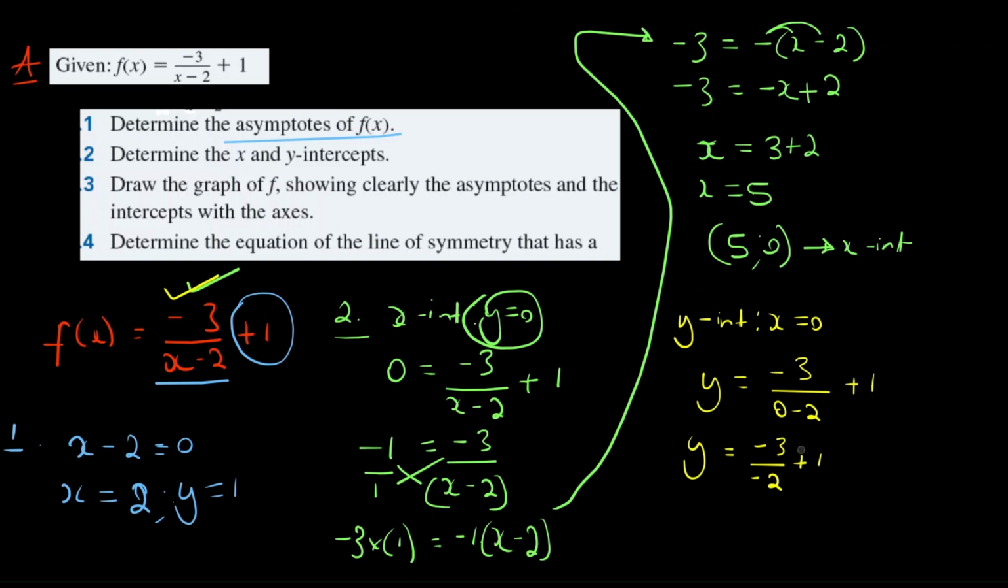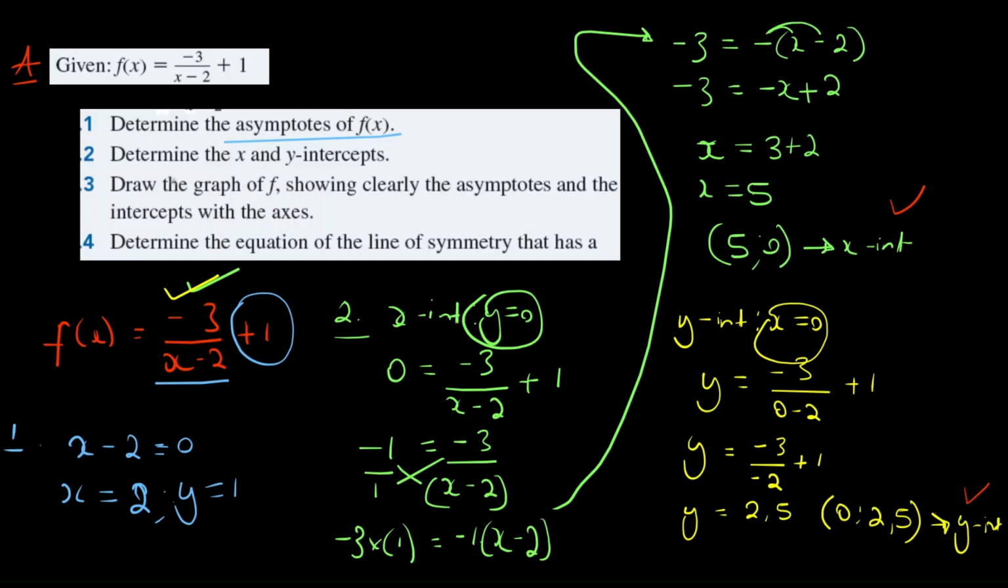If you wish, you can just punch everything into the calculator to see what answer you get. So it's 1.5 plus 1, which will give us 5 over 2, or we can write it as 2.5. And we had said x is 0, so the x coordinate will be 0 and the y coordinate will be 2.5, and this will be the y-intercept. So far we calculated the x-intercept and we've calculated the y-intercept.